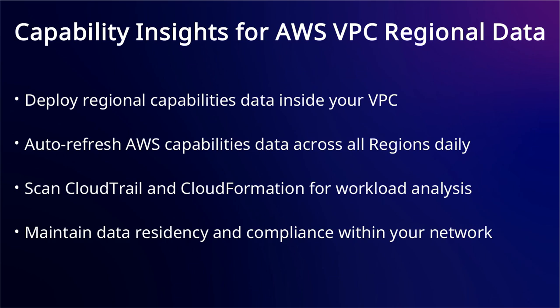You deploy regional capabilities data inside your own network infrastructure, maintaining ownership and governance. The dashboard auto-refreshes every 24 hours with data covering services, features, API operations, and CloudFormation resource types across all regions. You scan your CloudTrail logs and CloudFormation stacks to filter 200-plus services down to what your account actually uses, reducing analysis time from weeks to quick reviews. All data remains within your VPC perimeter, supporting compliance and data residency requirements while you retain full control over the infrastructure.